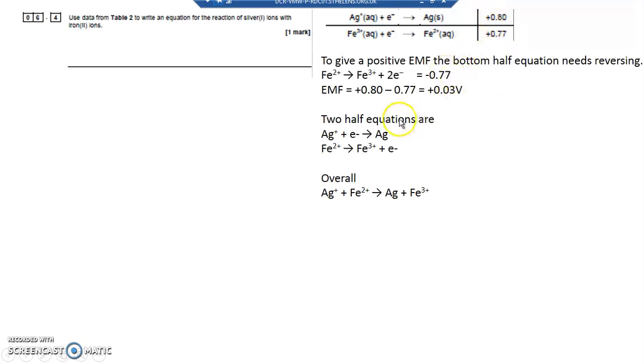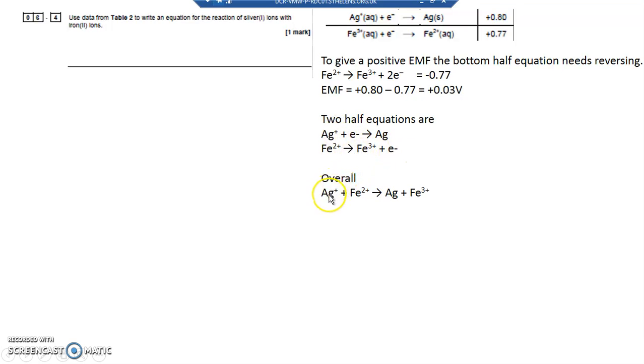Use the data from table 2 to write an equation for the reaction of silver ions with iron 2 ions. So I've got silver ions, and I've got iron 2 going to iron 3. What's the equation that's going to go ahead? Which one am I going to reverse? I'm going to have to reverse the bottom one again to give minus 0.77. So when I add the two together, it gives me a positive value of 0.03. So the two half equations are this one staying in the same direction, Ag plus an electron, and this one being reversed, Fe2+ going to Fe3+ plus an electron.